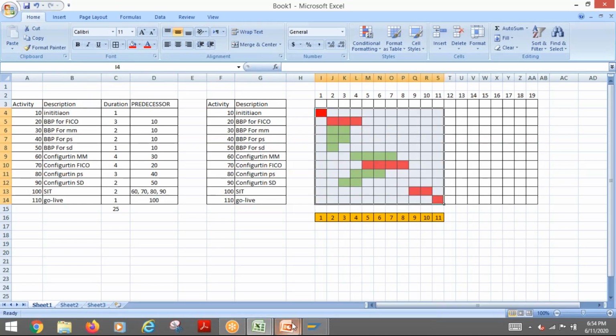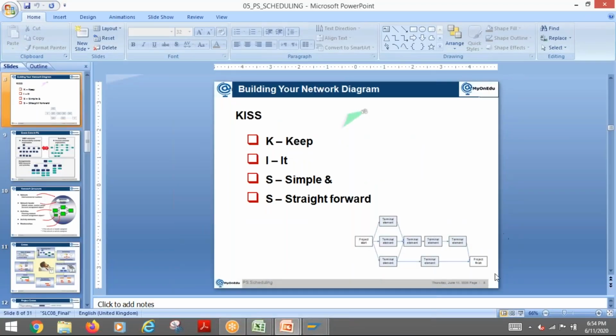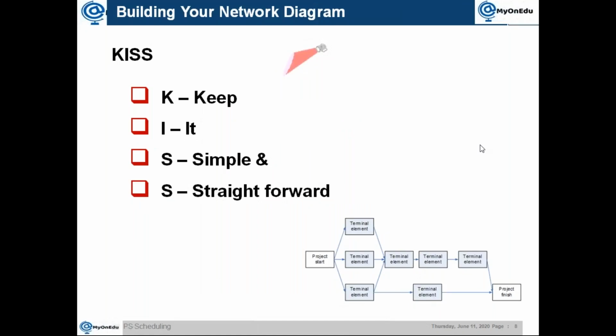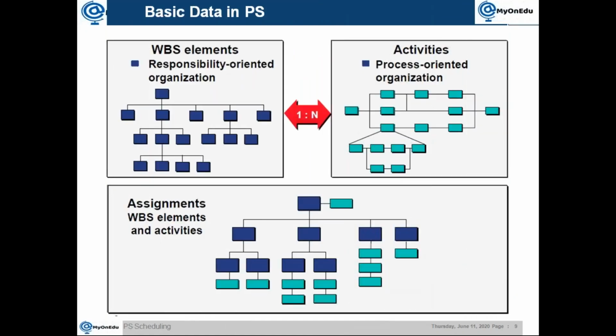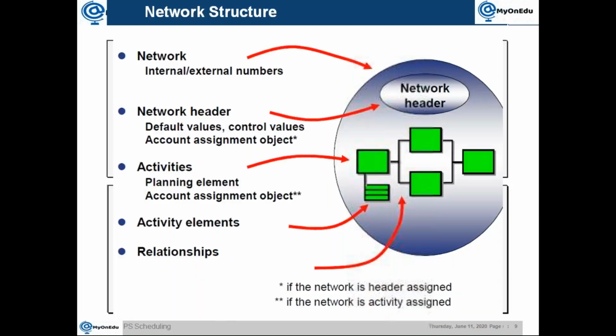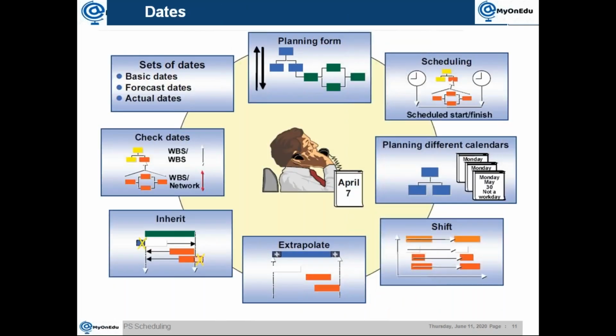Okay, so now let me go back to the slides. So again, scheduling also depends on these two. Basic data is important. Then network is important.